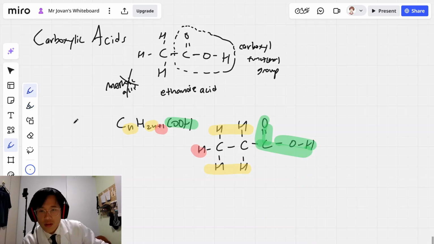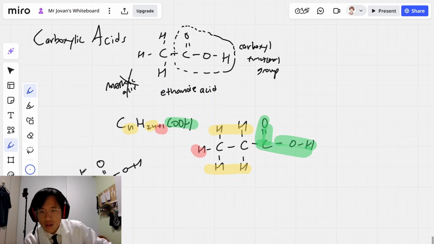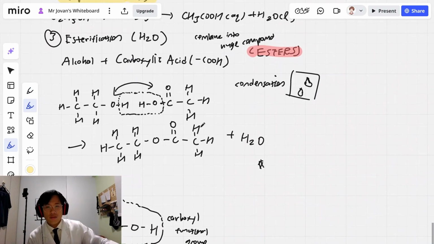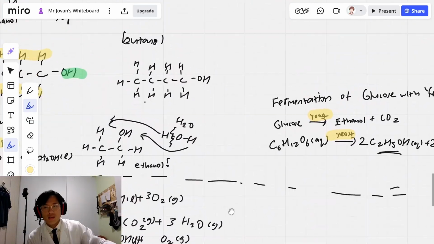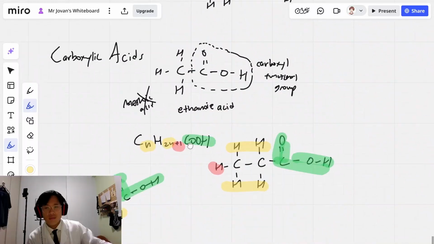So if I don't remember the general formula, I'll just draw to myself a random carboxylic acid. H, H, H. And then I can see there is 2n on the side, and I'm only adding one of the H, and the rest of it is just the functional group. Very easy. Good that you guys know. So let's move on to the reactions of carboxylic acid.